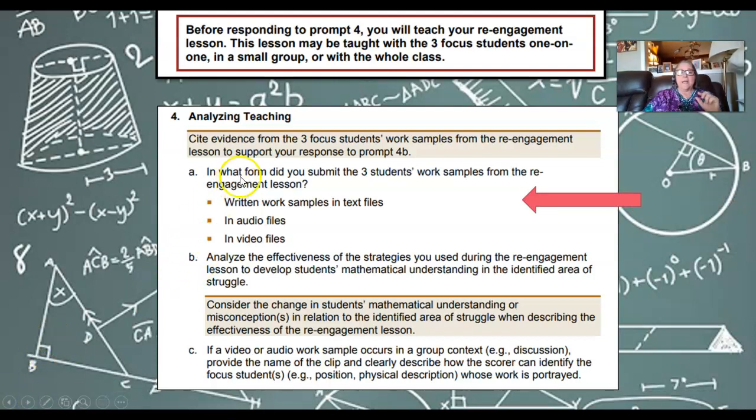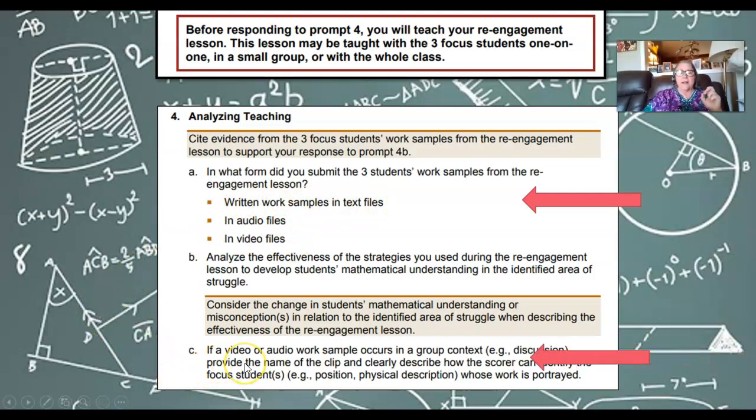Now, in your commentary prompt, in what form did you submit the 3 work samples? You're going to delete the 2 that you didn't use. So if you had video files, you'll delete these 2. If you had audio files, you'll delete this one and that one. And of course, if you had written work samples, you'll delete those 2.